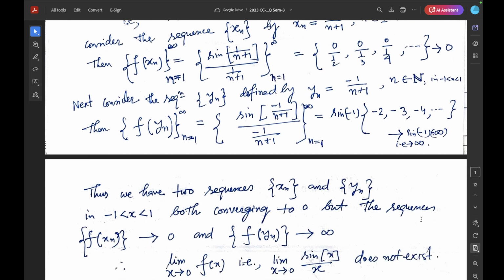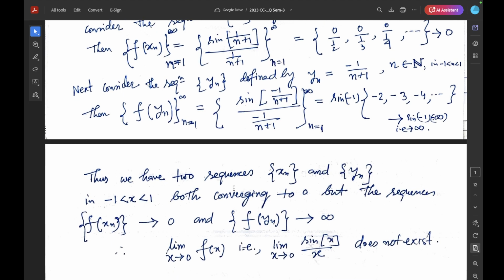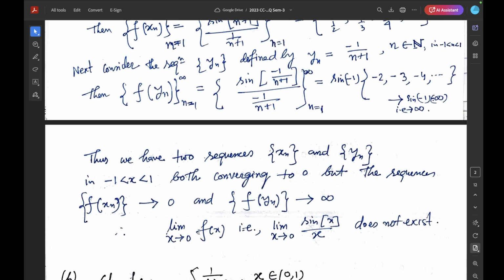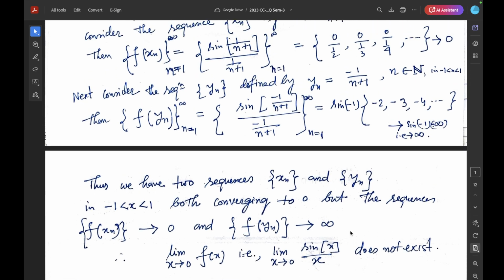Thus we have two sequences xn and yn in the open interval -1 < x < 1, both converging to 0, but the sequence f(xn) tends to 0 and the sequence f(yn) tends to infinity. Then the limit as x tends to 0 of f(x), that is sine of box x whole divided by x, does not exist.